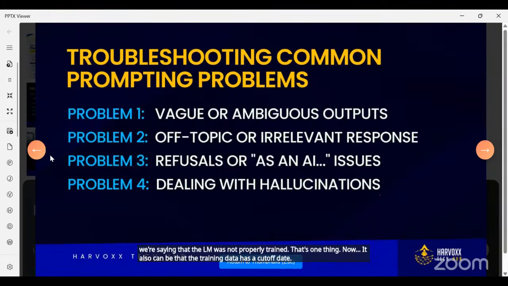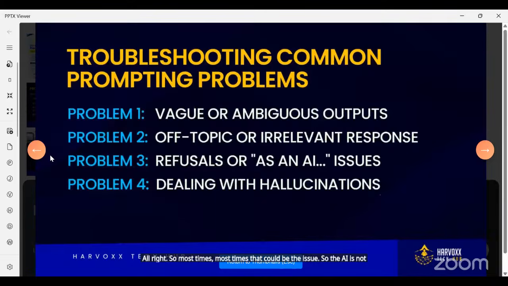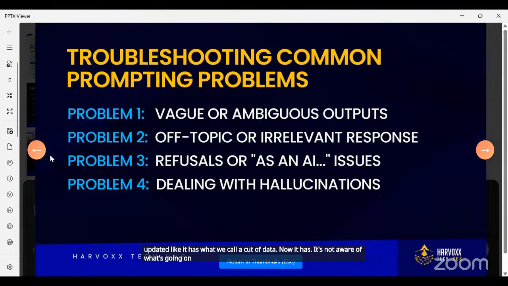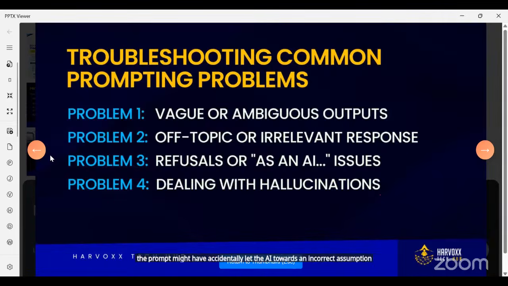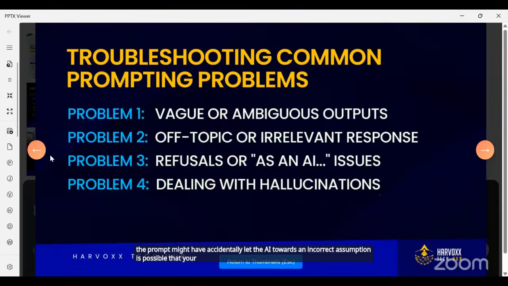All right. So in this case, the AI does not know recent events unless specifically provided. All right. So most times, that could be the issue. So the AI is not updated. Like it has what we call a cutoff date, and now it's not aware of what's going on. It could also be that the prompt might have accidentally led the AI towards an incorrect assumption. It's possible that your prompt would have led it that way.